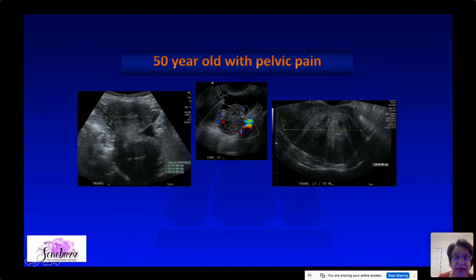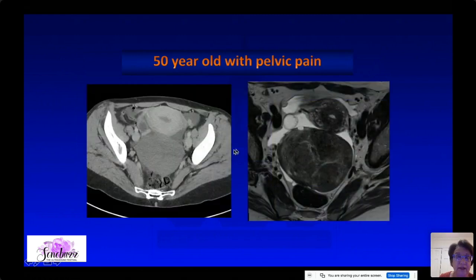And here's again the twisted pedicle. So she also had a CT and an MR. And again, there's a little bit of fluid, so that's always worrying when there's fluid, that this could be torsion. And so what she had was a torsed ovarian fibroma which infarcted.